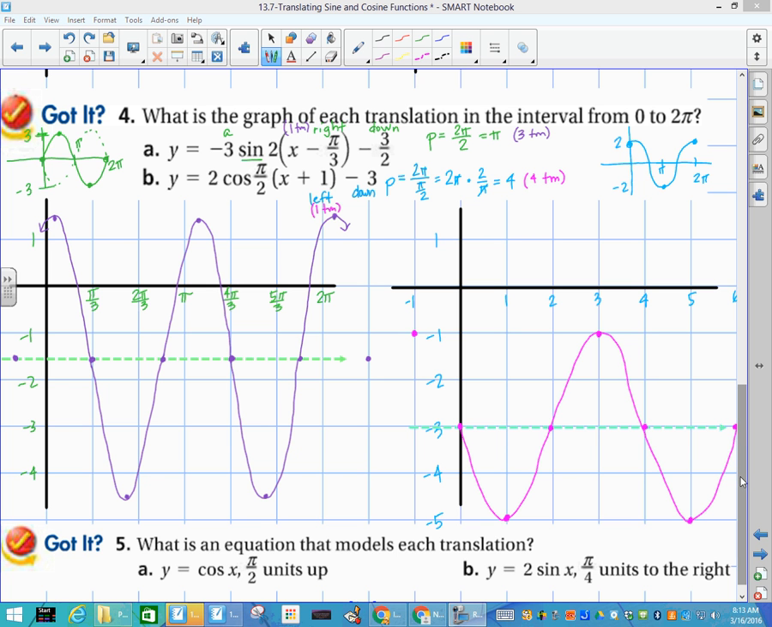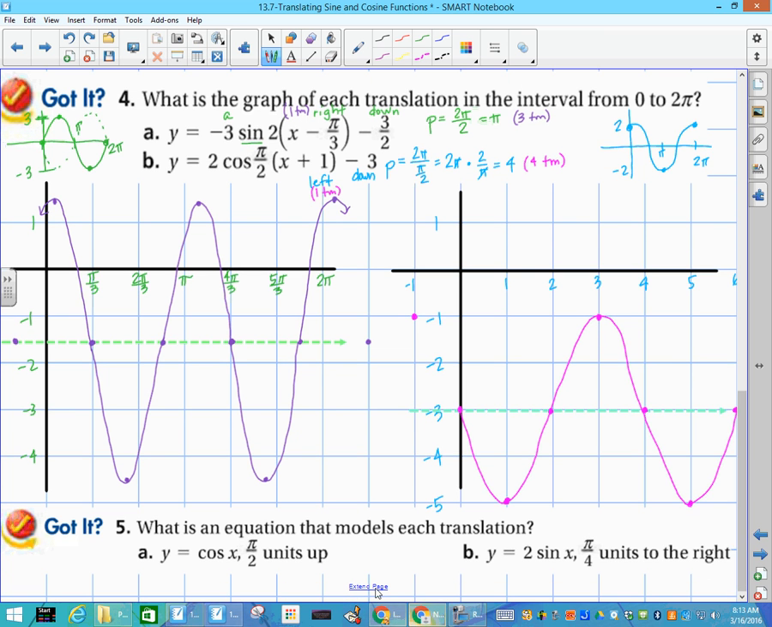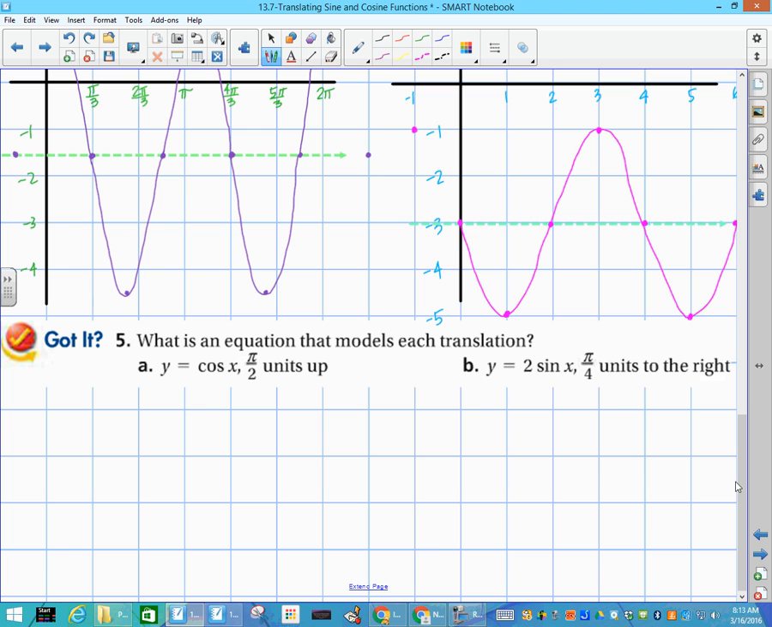All right, last 2 questions. You will have them on your test, and I hope you'll realize that they are gimme questions. Looking at it, what is the equation that models each translation? This first one, if I'm going up, that's my k value, which is outside my parentheses. So this is y equals cosine of x plus pi over 2, because if it's up, I do the same thing, which means I'm going to add.